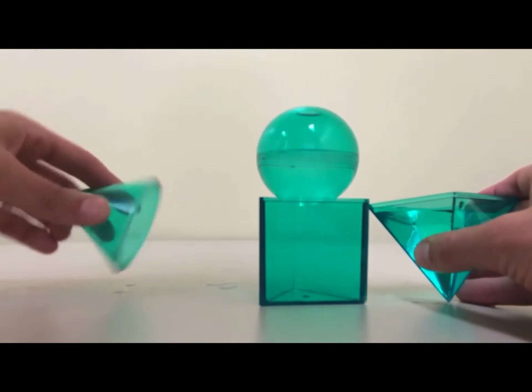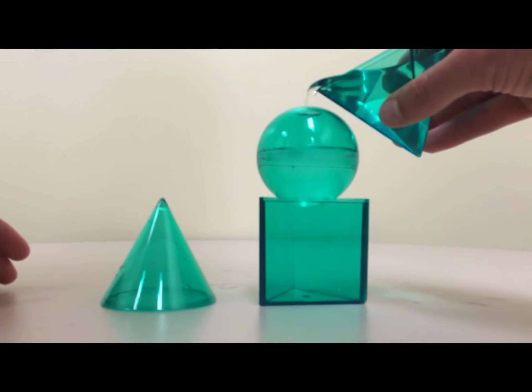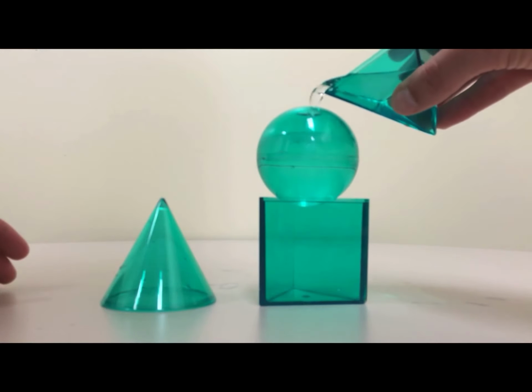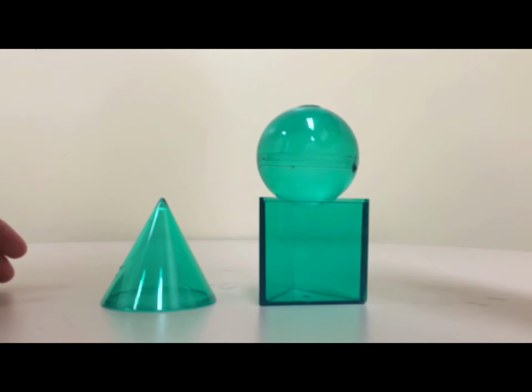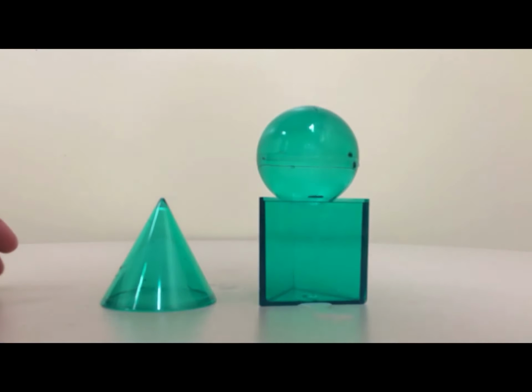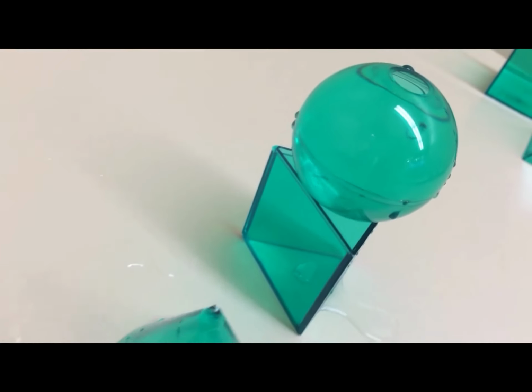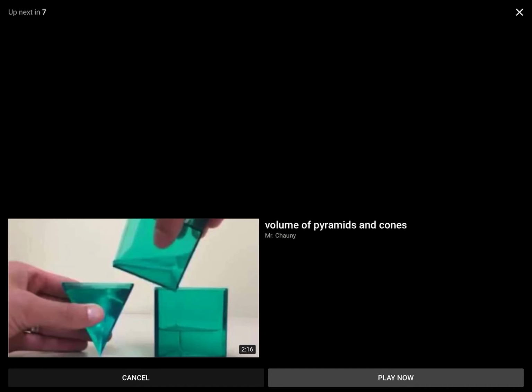And again, the cone and the sphere have the same radius and height. Okay, so it takes 2 cones to fill up a sphere. And remember, we learned last week that it takes 3 cones to fill up a cylinder. Here's your essential question.